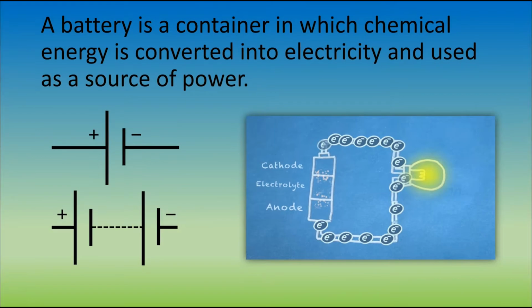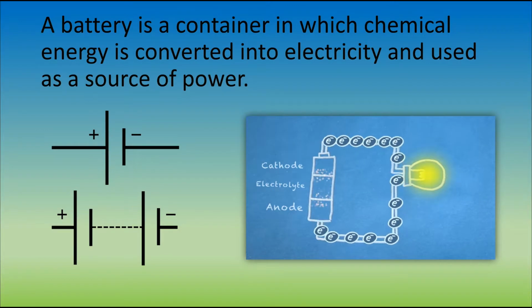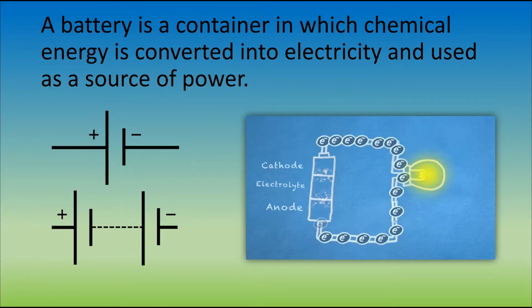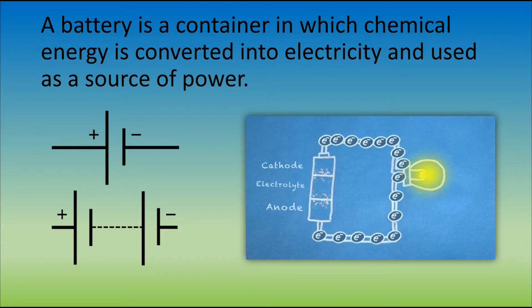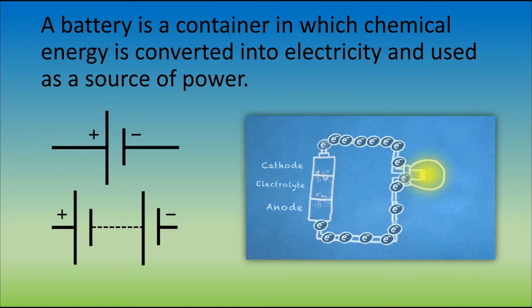In order to understand circuits, we first have to know what a battery is, since we will be using batteries a lot. A battery is a container in which chemical energy is converted into electricity and used as a source of power. It consists of a cathode, an anode, and an electrolyte. A cathode is a positively charged electrode, and an anode is a negatively charged electrode.